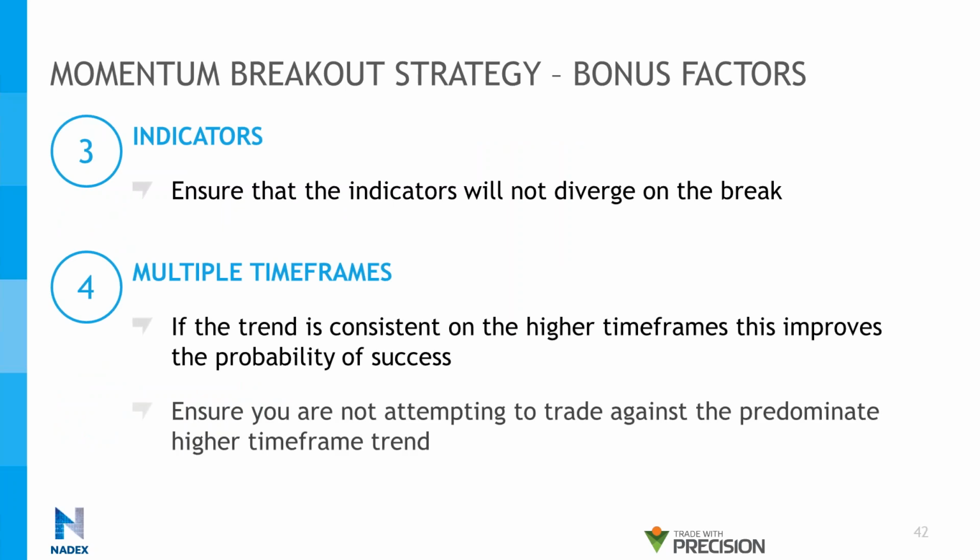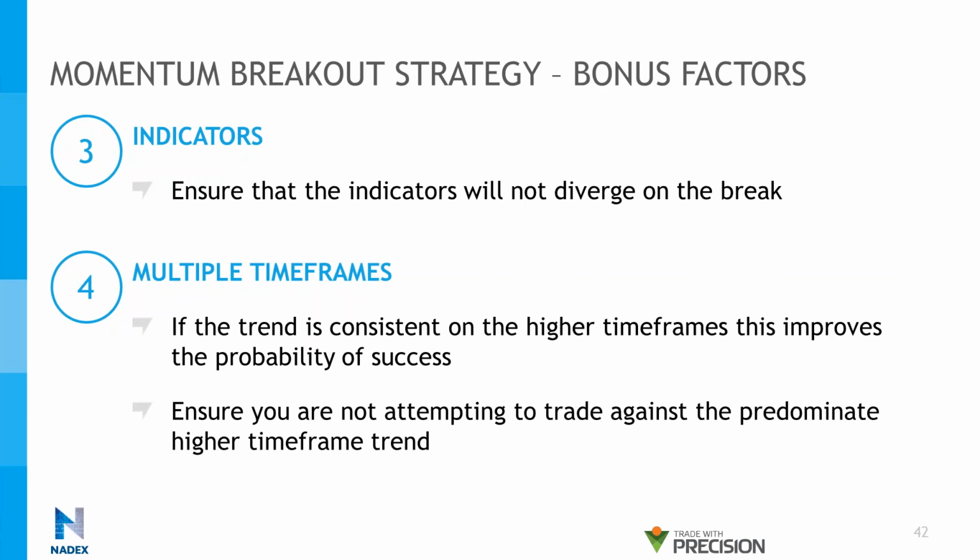Number 3, the indicators. Check to see that the indicators will not diverge on the breakout as you are taking your entry. This is a very important one. We can accept flat indicators, but we do not want to trade in the direction of strong indicator divergence. This can be a very strong signal that price is about ready to break out and then reverse, and you're going to get what's called a fake breakout or a false breakout.